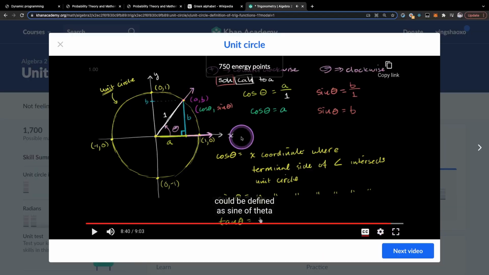SOHCAHTOA could be defined. There's nothing new about it. If the hypotenuse, this side, is equal to 1, then the sine of theta is equal to y, and the cosine is equal to x. And the tangent is just equal to y over x, which means sine over cosine. Yeah, that's something that we know.